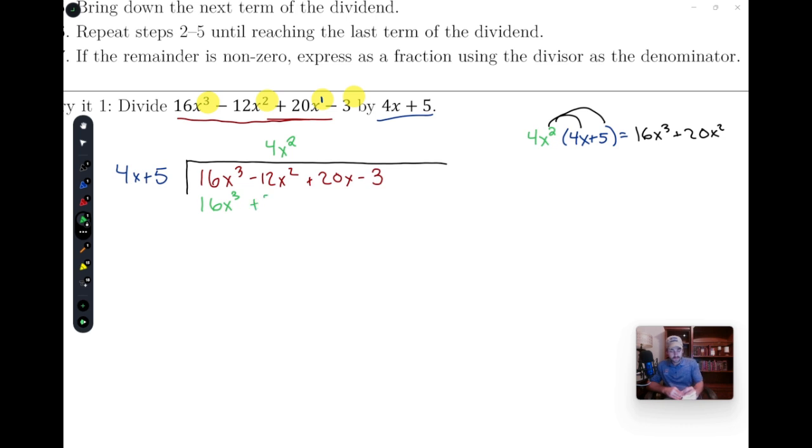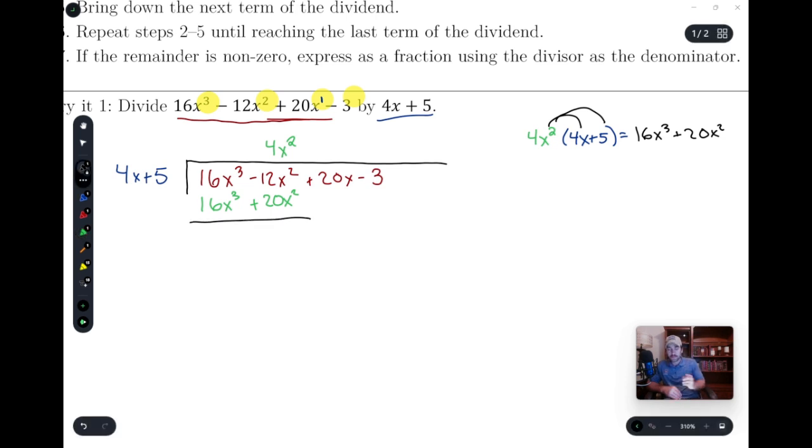And then I'm going to write plus 20x squared. Note that the 2's line up, those exponent 2's line up. That's a really important thing. And we are going to subtract. Just like in long division, how you subtract a digit, we're going to subtract that whole thing. So I'm going to throw parentheses around it, throw a negative sign, distribute that negative sign.